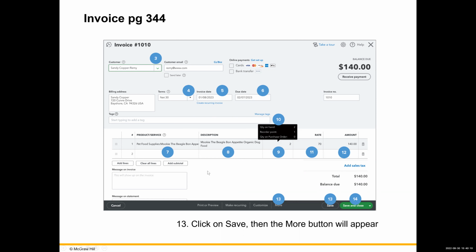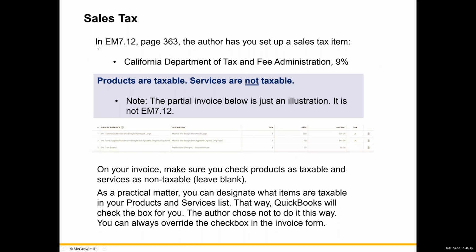But anyway, guess what, though? In EM 7.12 on page 363, the author does have you set up a sales tax item. How interesting. So in chapter work, they didn't even talk about it. All of a sudden, they make you do it. Now, it's pretty easy to do. I mean, it's not really that hard. So maybe that's why she did it that way. But anyway, you're going to be setting up this California Department of Tax and Fee Administration, and you're going to put in a 9% tax rate.